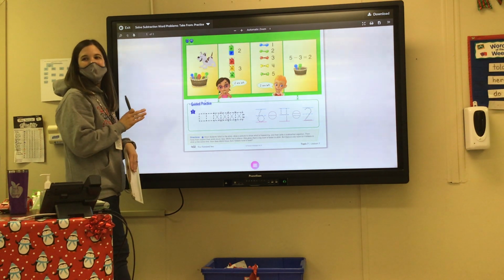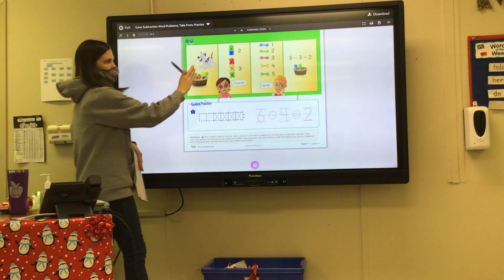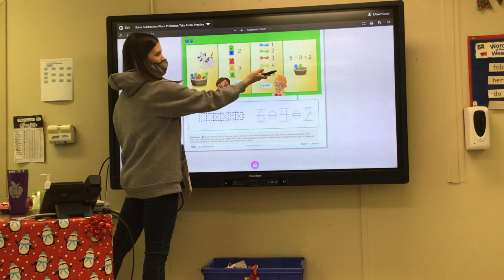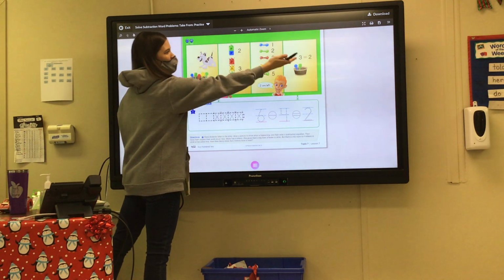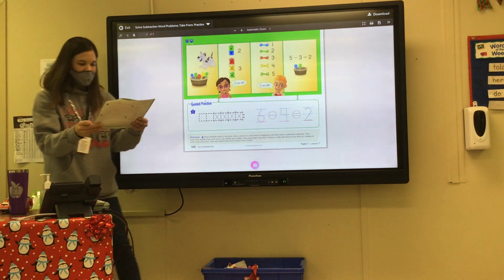Okay, so in the video, there were 5 toys. They took out 3. They said 5, 4, 3. They knew there were 2 left, right? They counted backwards there. Now let's look at number 1.